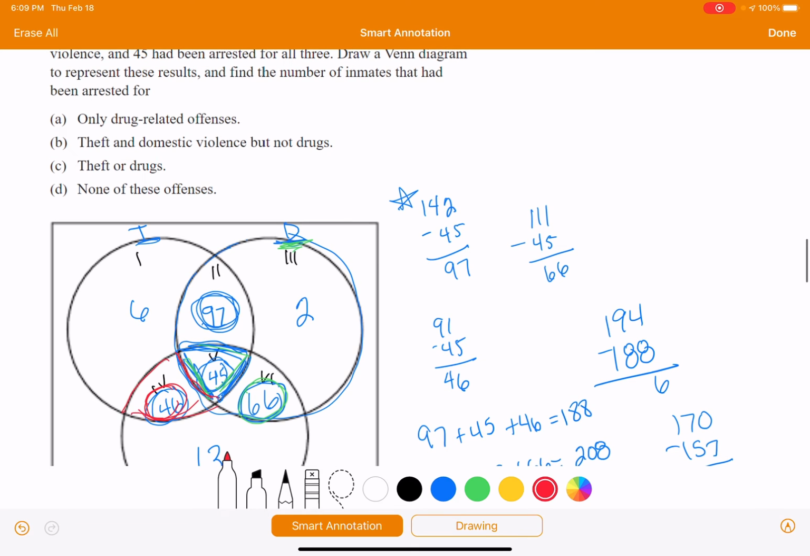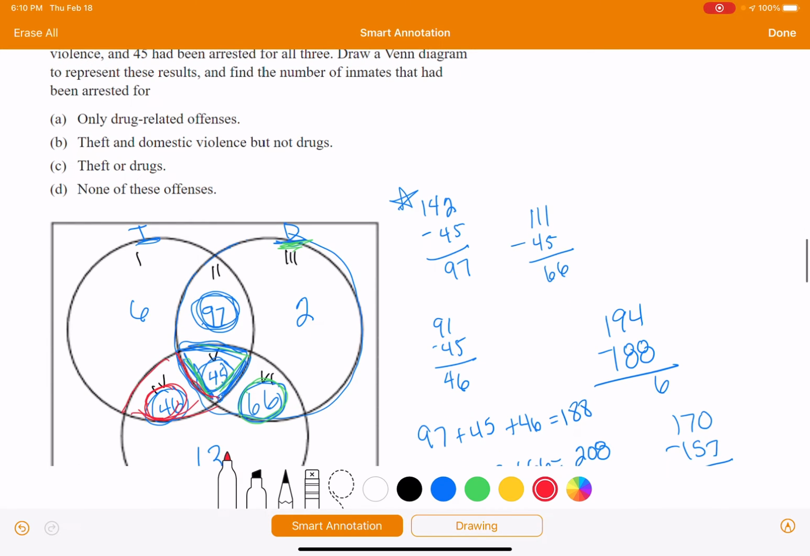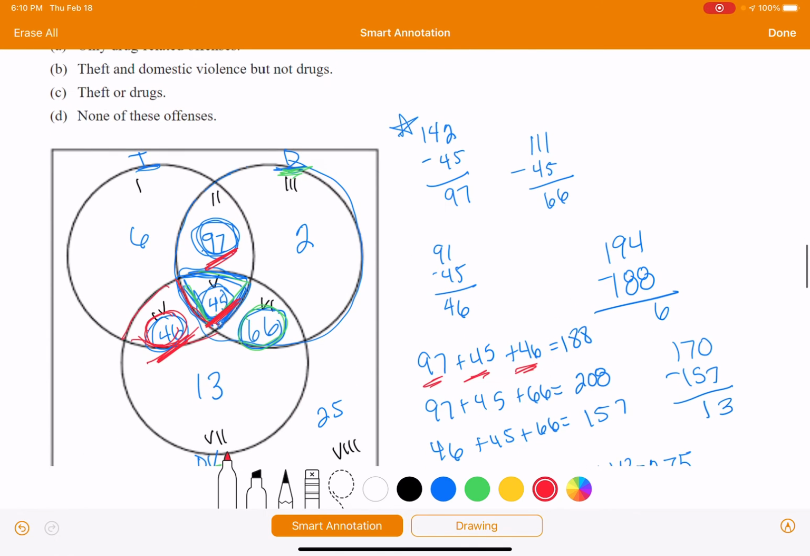Okay, if we go back to the problem, it tells me that 194 had been arrested for theft. Well, I already have the 97, 45, and 46 of that 194. And that's what we did there. We had to subtract this number from that total.